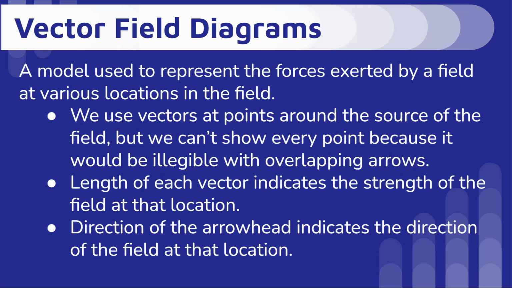And the length of the vector that we draw at each of those points will indicate the strength of the field at that location. The direction of the arrowhead on our vectors will indicate the direction of the field at that location. So we're going to have these various points that we choose around the source mass, and we're going to show the magnitude and direction of the field with the length and direction of the vectors that we draw. Again, it's probably going to make more sense when we put a picture up on the screen of what a vector diagram actually looks like.